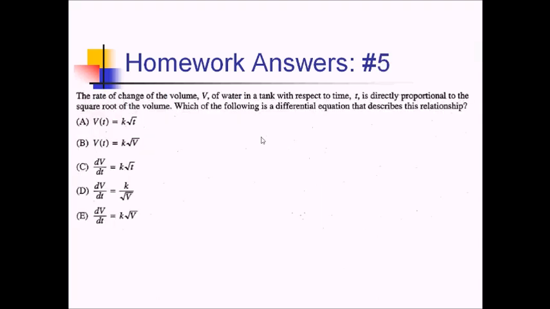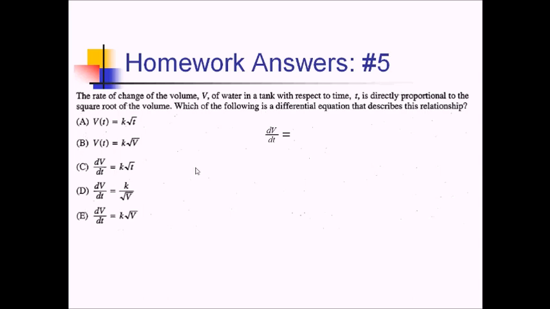For number 5, not a whole lot of work, but a lot of interpreting on this one. So the rate of change of volume of a tank with respect to time is directly proportional to the square root of volume. Which of the following differential equations describes the relationship? So let's break this apart piece by piece. We have the rate of change of volume with respect to time. So that's going to be dV over dt. That's how we can express that, which right away gets rid of choices A and B. So we're looking for C, D, or E.